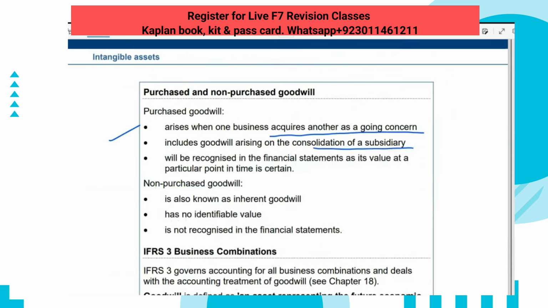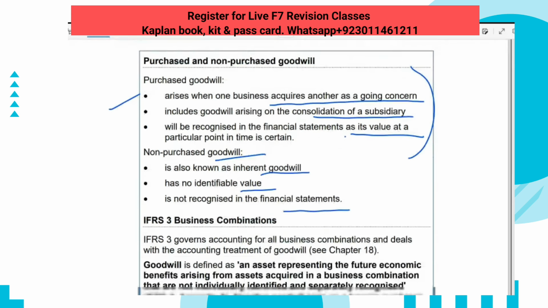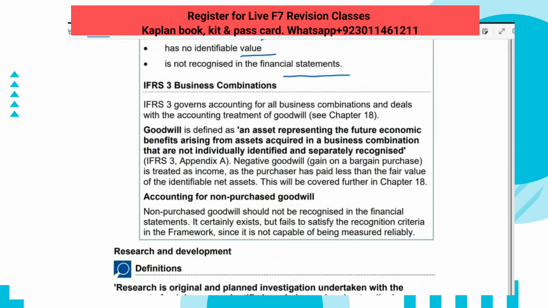Purchase and non-purchase goodwill. Purchase goodwill arises when one business acquires another as a going concern, and includes goodwill arising on the consolidation of a subsidiary. It will be recognized in the financial statement as a value at a particular point in time. So these are the purchase goodwill points. Memorize them. If somebody asks you to differentiate purchase and non-purchase goodwill, you can identify it. Non-purchase goodwill is also known as inherent goodwill, has no identifiable value, and is not recognized in the financial statement. It is unknown, just like a market reputation. This is an important thing.